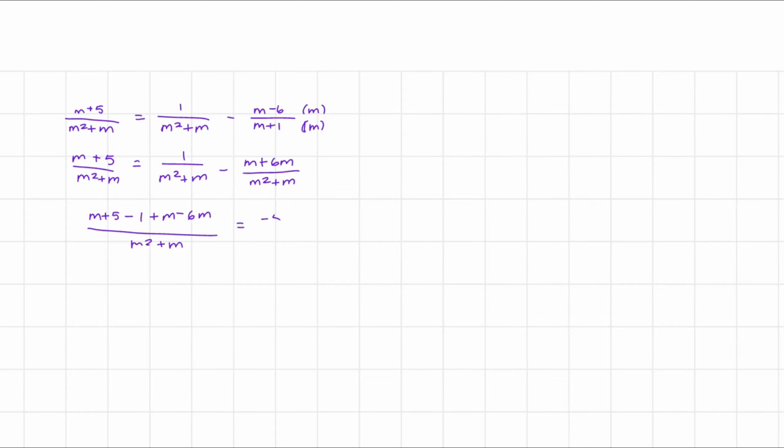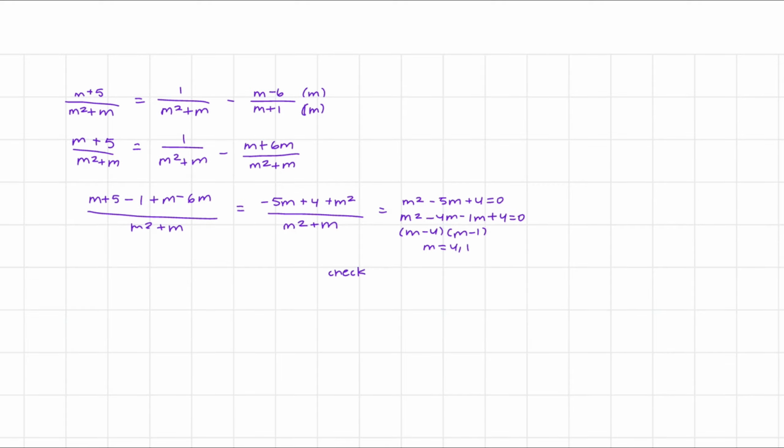Combine this to get negative 5m plus 4 plus m squared over m squared plus m. m squared minus 5m plus 4 is equal to 0. Factor that out. m squared minus 4m minus 1m plus 4 is equal to 0. m minus 4 times m minus 1. So m is equal to 4 and 1.